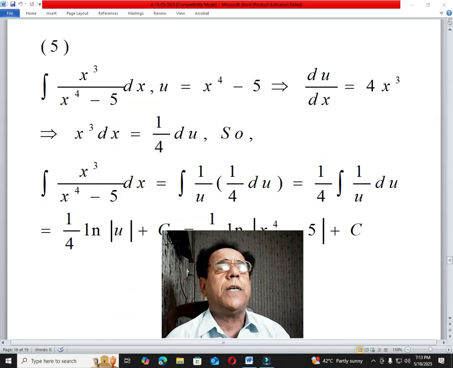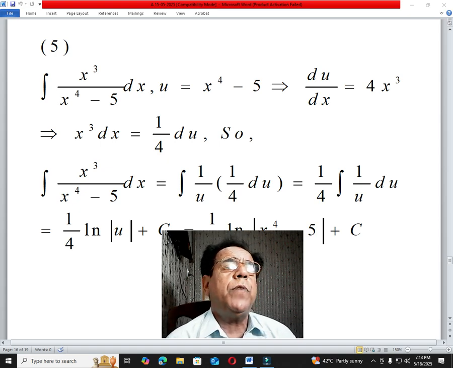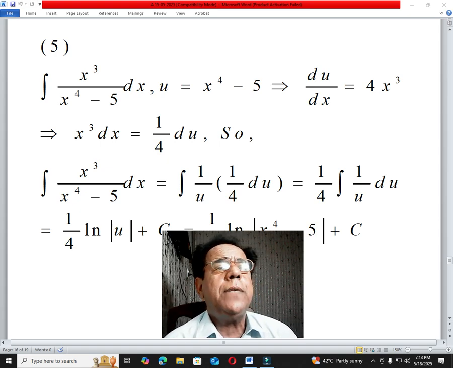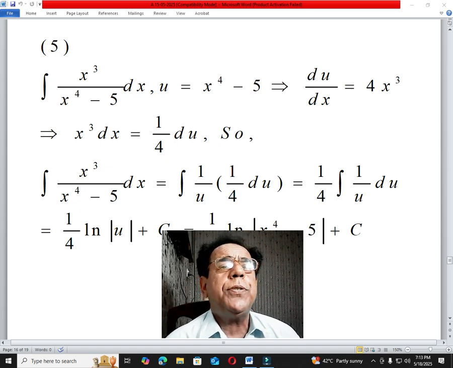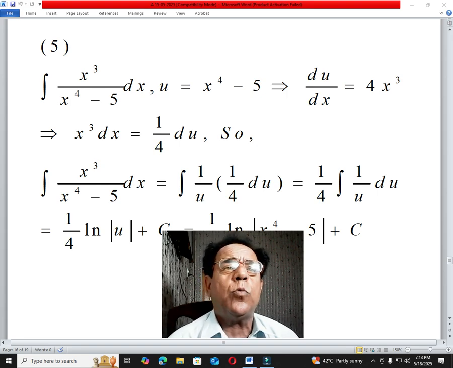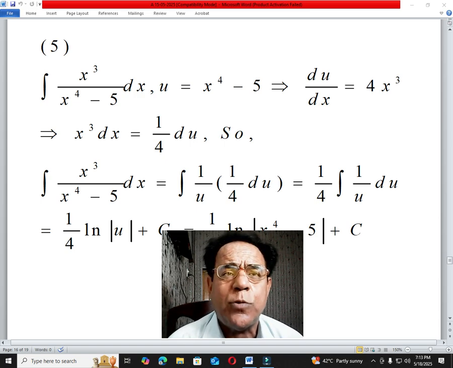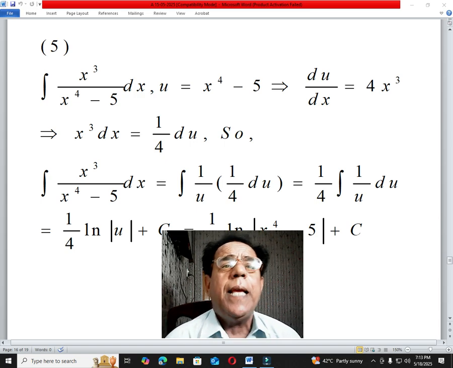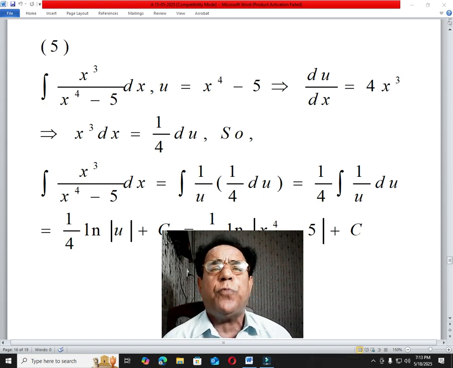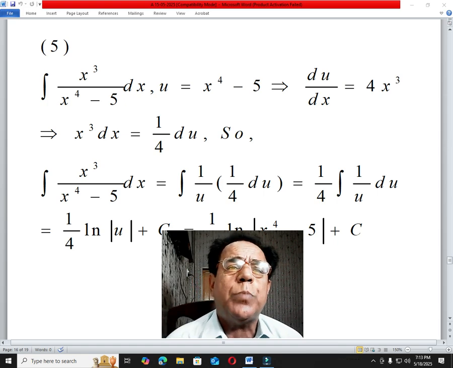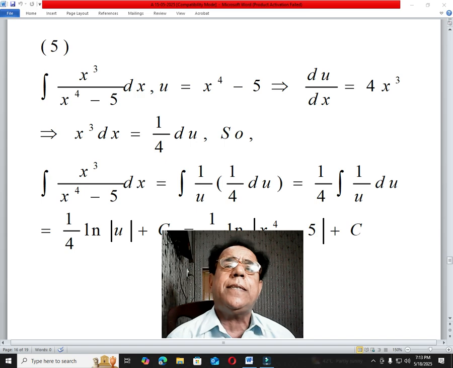Problem number 5. Integration of x cube over x raised to power 4 minus 5 dx, where the proposed substitution given in the statement is u equal to x raised to power 4 minus 5. Okay, when u is equal to x raised to power 4 minus 5, then du by dx will be equal to 4 into x raised to power 3. This is the power rule of differentiation.